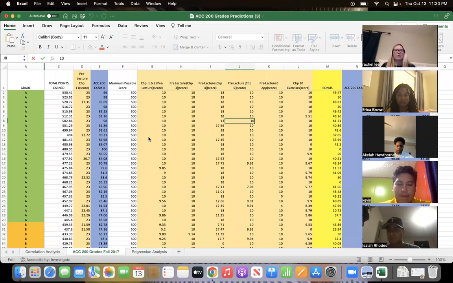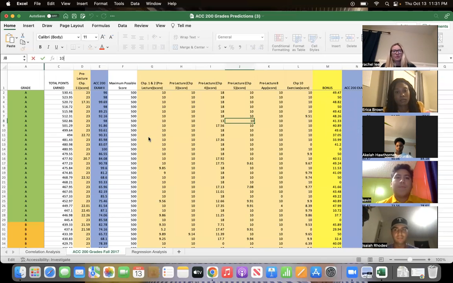All right, so this is the Whiz Kids regression analysis. I'm Michael Banks. I'm Rachel Lee. I'm Isaiah Rhodes. I'm Kevin Sosa. I'm Erica Brown. I'm Akila Hawthorne. And we're going to show you our regression analysis for the prediction of a grade based off the Accounting 200 class that Dr. Wilson had previously.